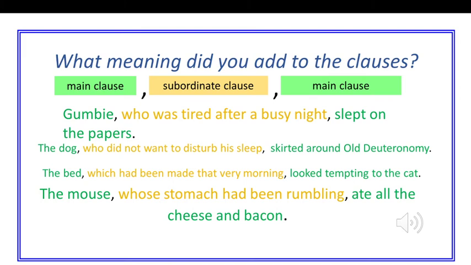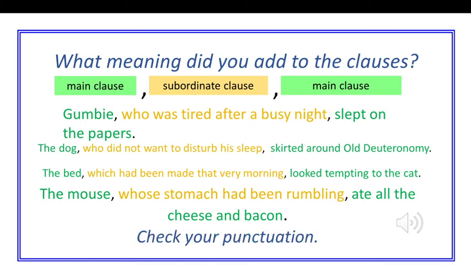And our last sentence, where we have embedded a relative clause, the main clause was the mouse ate all the cheese and bacon. And we thought that was a little bit boring, so we have added some extra information with the relative clause whose stomach had been rumbling. So our sentence now reads, the mouse, comma, to enclose that relative clause, whose stomach had been rumbling, comma, to close off that relative clause, ate all the cheese and bacon.